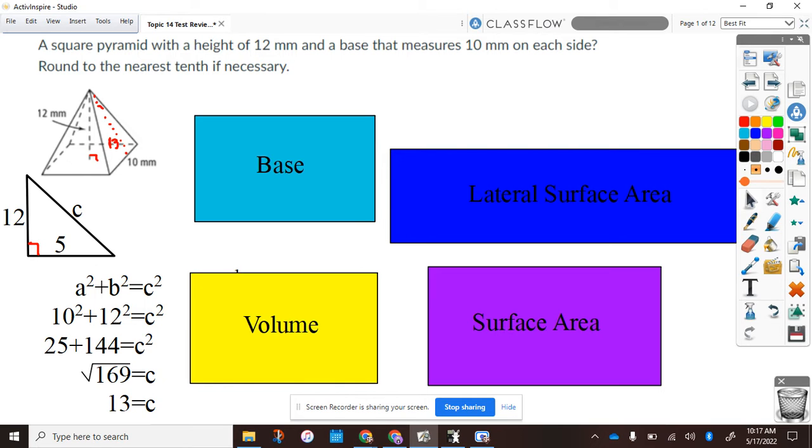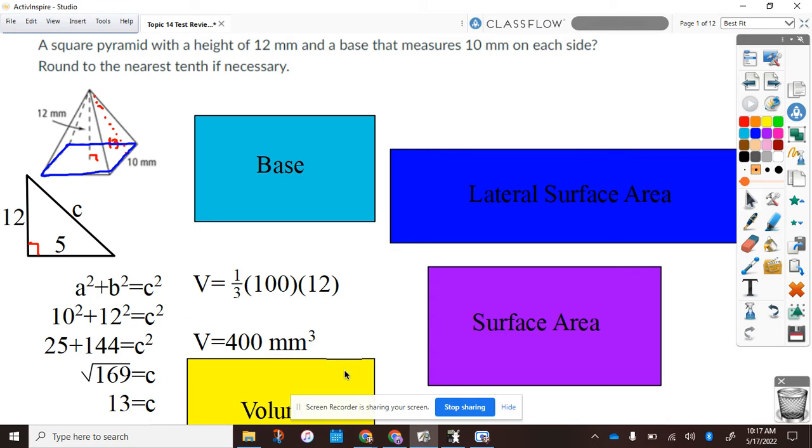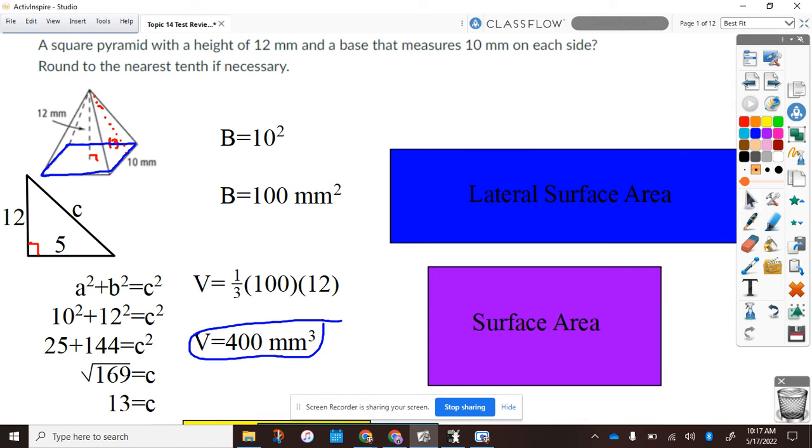Now, the area of the base, since this base is a 10 by 10 square, let me outline that square. That base is a 10 by 10 square, so the area of it is 100. And the height of the pyramid is 12, so the volume is 1/3 times 100 times 12. That's 400 cubic millimeters. There's the first part of your answer, the volume. And that's based on this right here. The base, your big capital B, is 10 squared, 100.